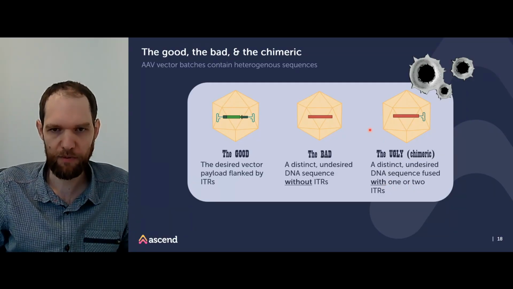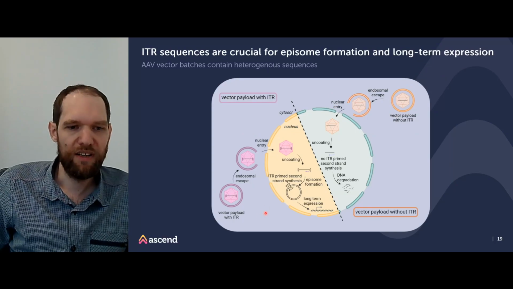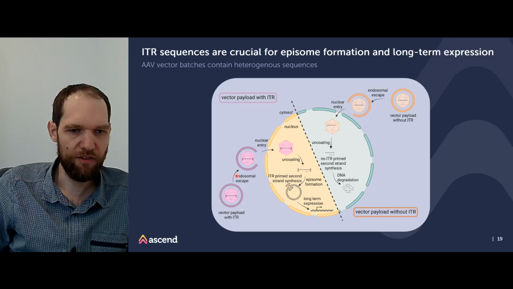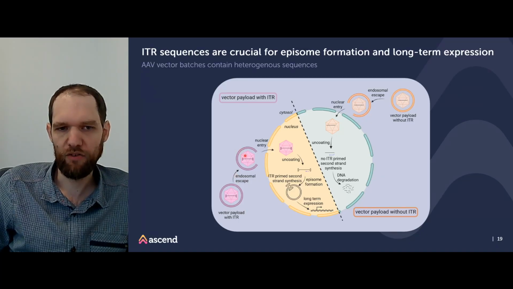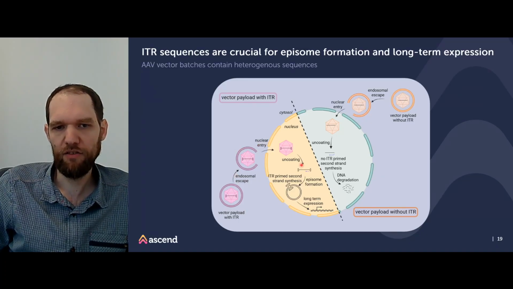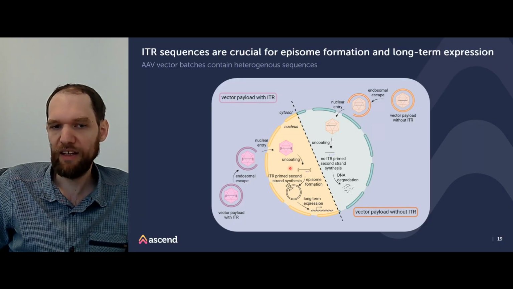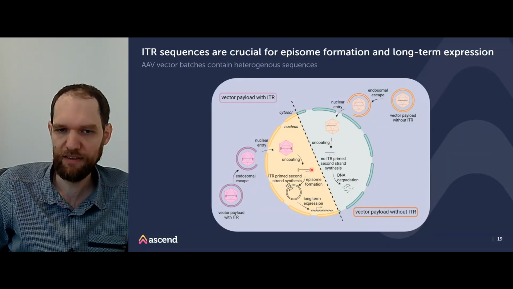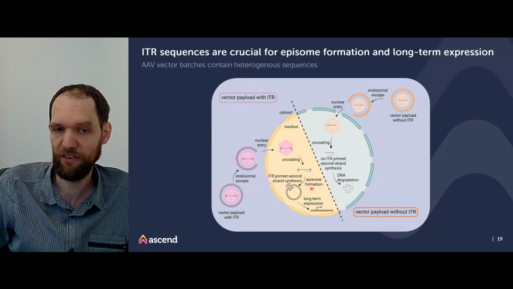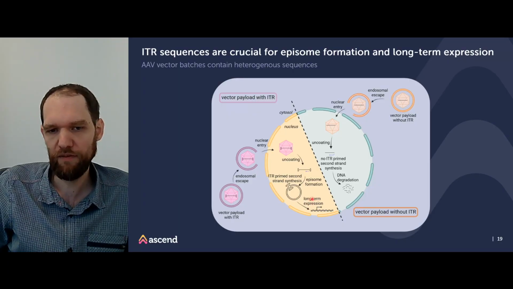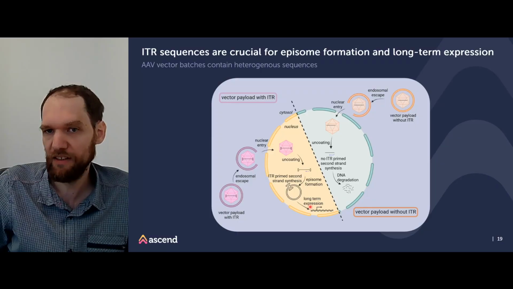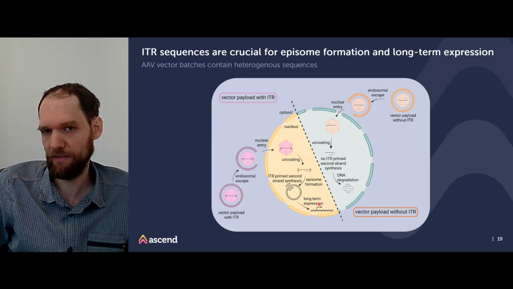Why do we care so much about ITRs? Well, if we look at the fate of an AAV vector after entering the cell, there is an endosomal escape, a nuclear entry, an uncoating, so that basically the genome gets freed. And then we need the ITRs. They're absolutely required for second strand synthesis to prime it and for episome formation. And we have the formation of this long-lived episome and really long-term gene expression for months, years, maybe decades.